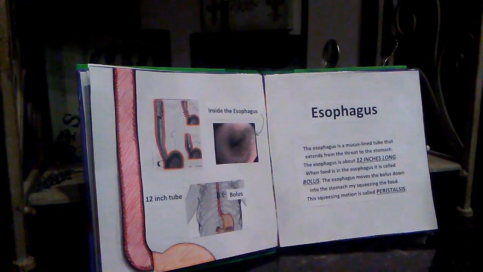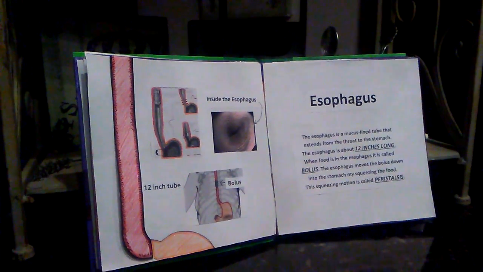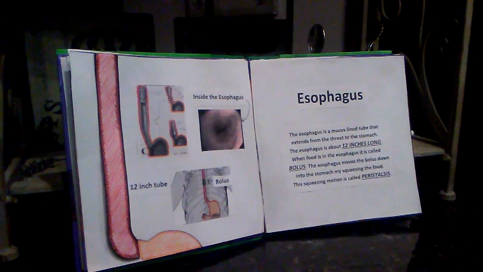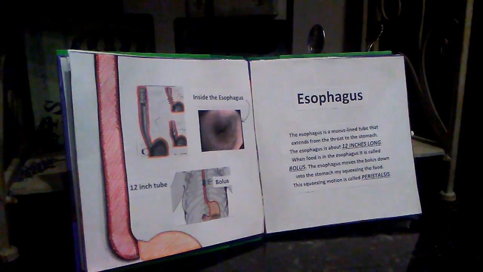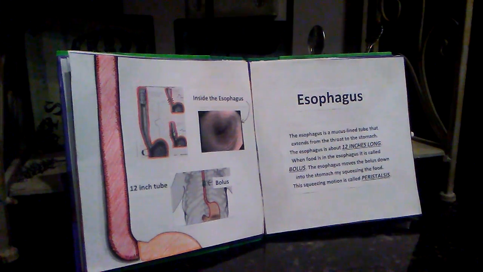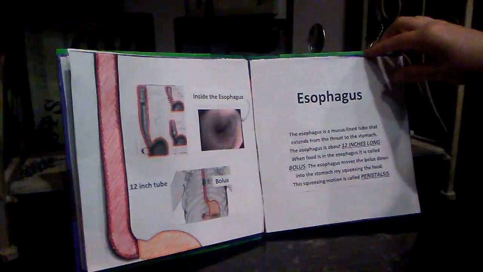The esophagus is a mucus-lined tube that extends from the throat to the stomach. The esophagus is about 12 inches long. When the food is in the esophagus, it is called bolus. The esophagus moves the bolus down into the stomach by squeezing the food. The squeezing motion is called peristalsis.